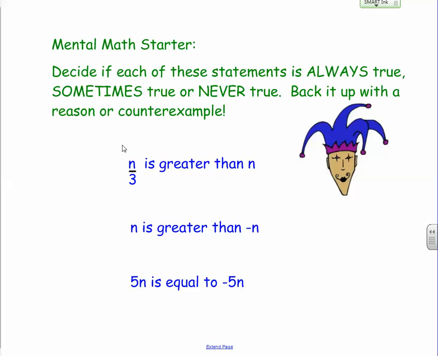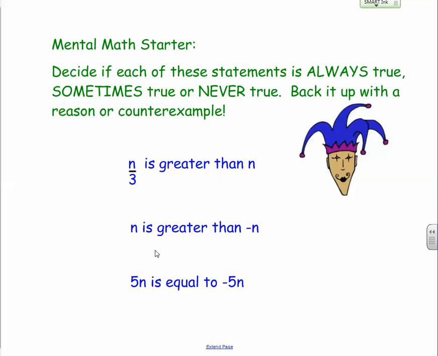If we chose a negative number for n, like if we picked negative 9 for n, then negative 9 divided by negative 3 is negative 3, and negative 3 is greater than negative 9. But if we picked a positive 9, 9 divided by 3 is 3, and 3 is not greater than 9.